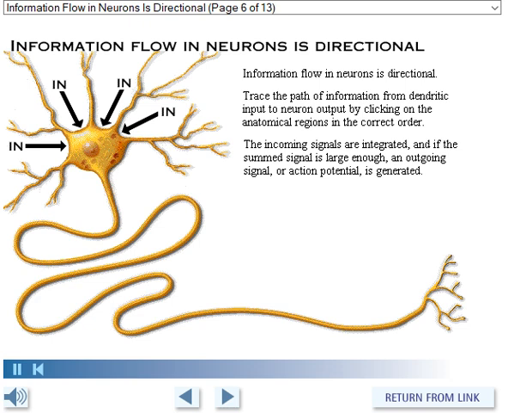The incoming signals are integrated, and if the summed signal is large enough, an outgoing signal, or action potential, is generated. The action potential is conducted along the axon toward the target cell.